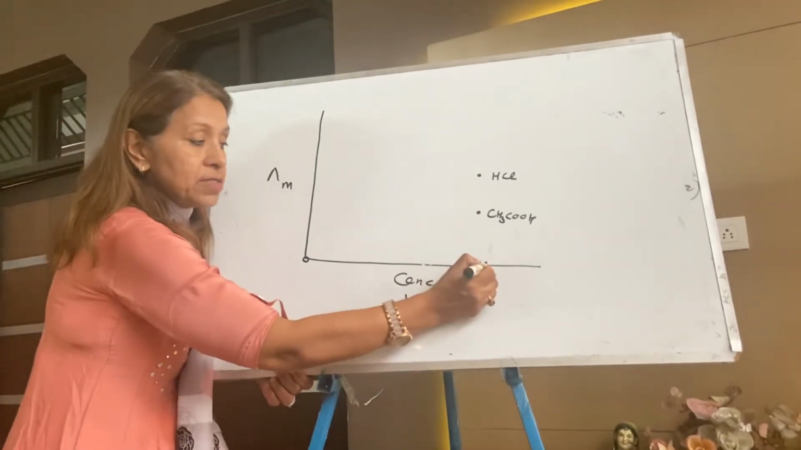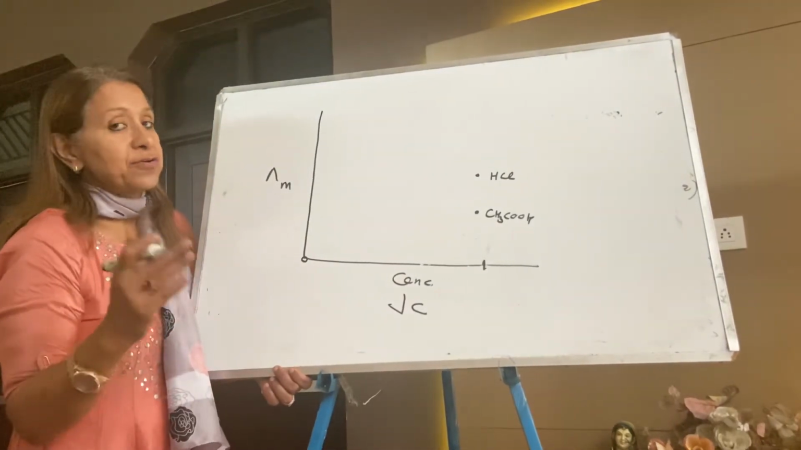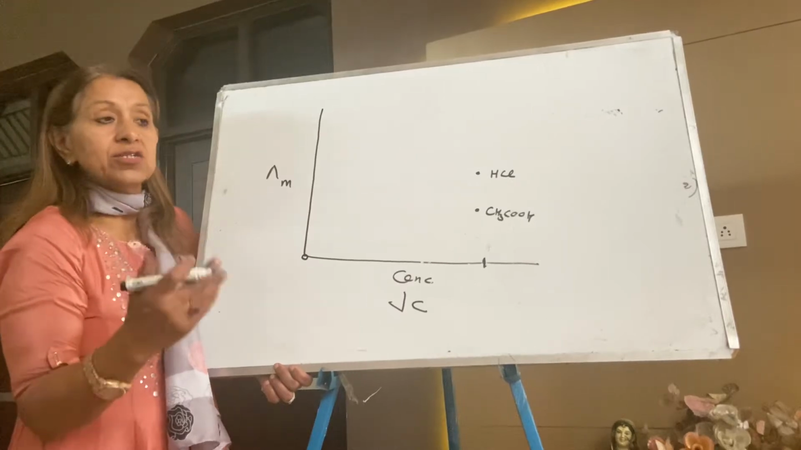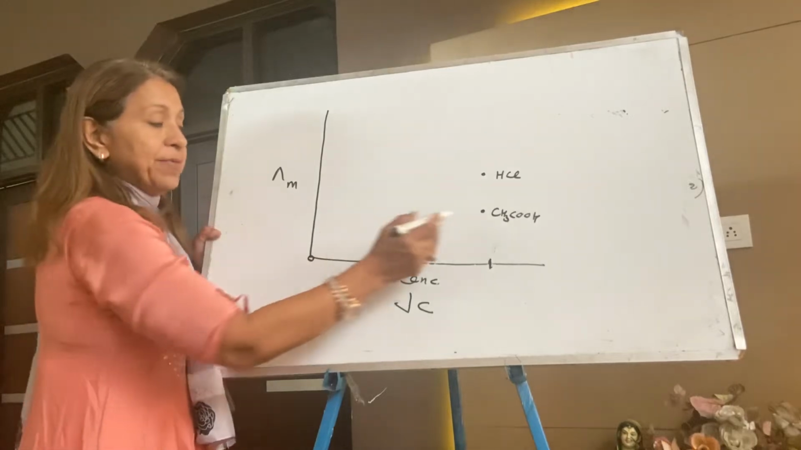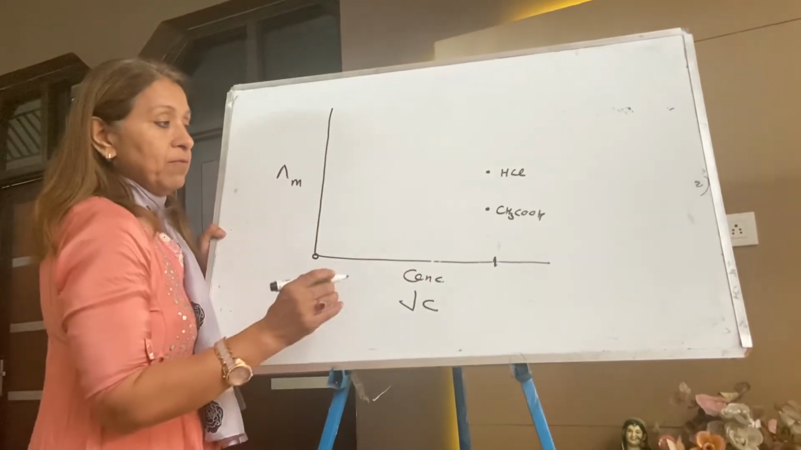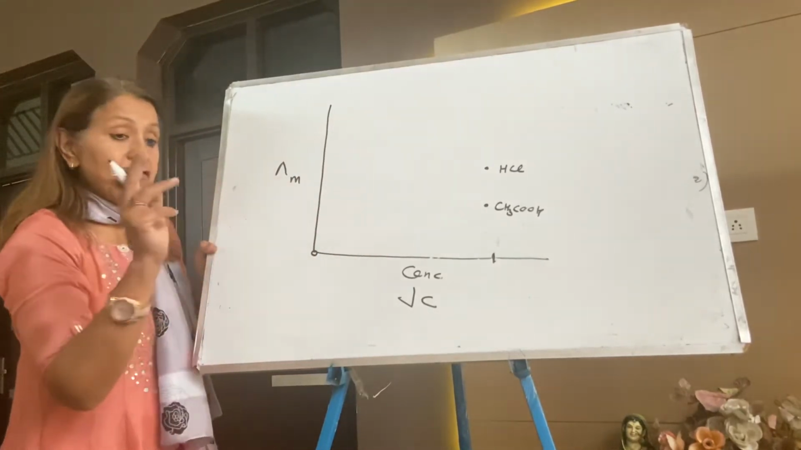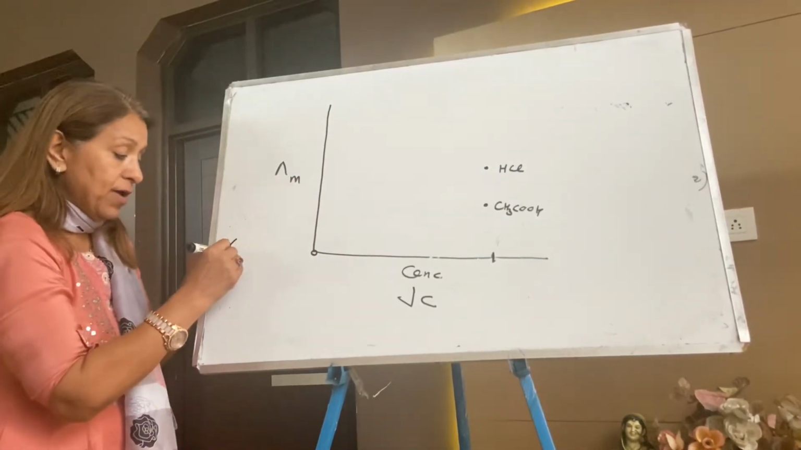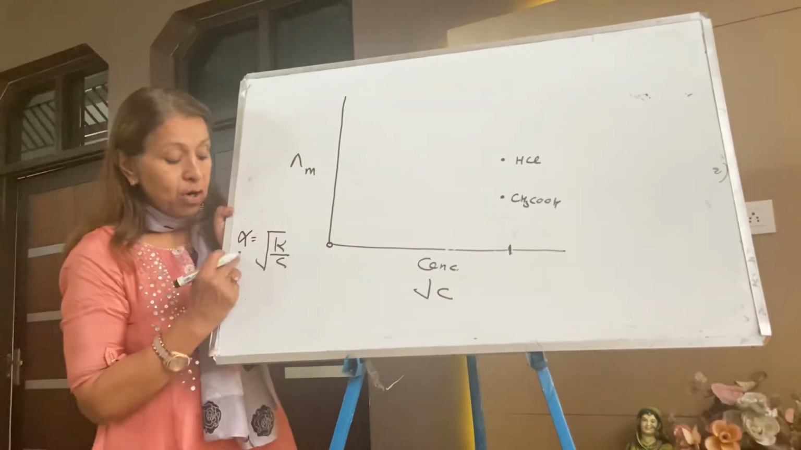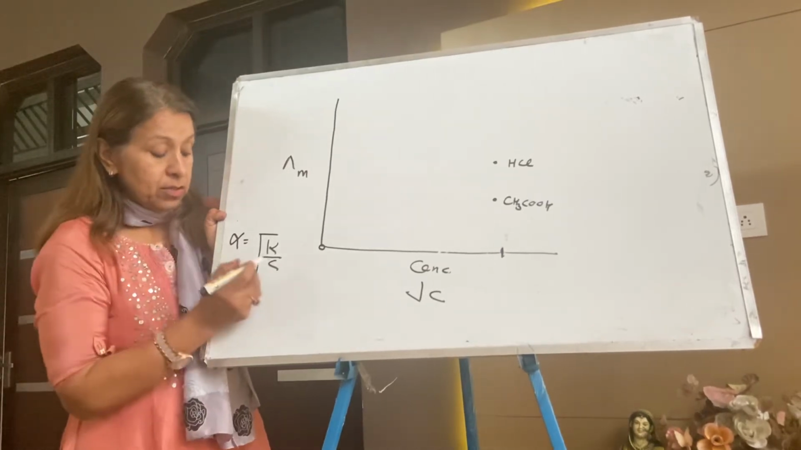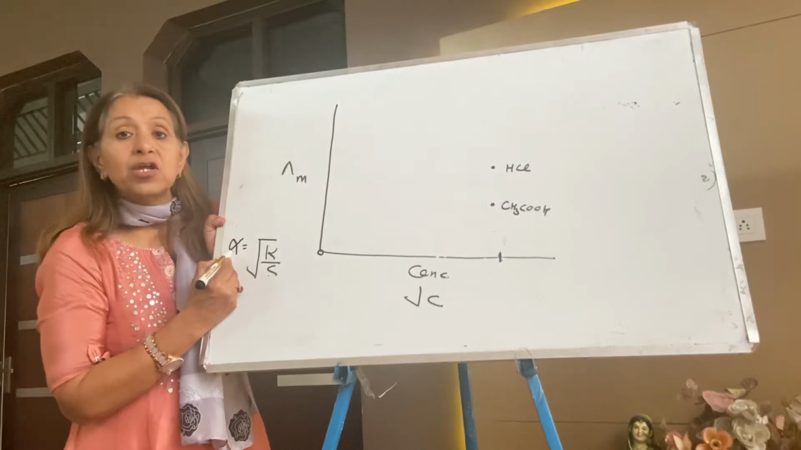At a particular concentration, I have shown 2 dots. Let us start diluting them. Let us start adding water to them, one by one. I am taking weak electrolyte first. When I add water to the weak electrolyte, remember there is one formula in class 11th, alpha is equal to under root K by C. It is Ostwald dilution law in class 11th. Less the concentration, more the alpha. Alpha is a degree of dissociation.